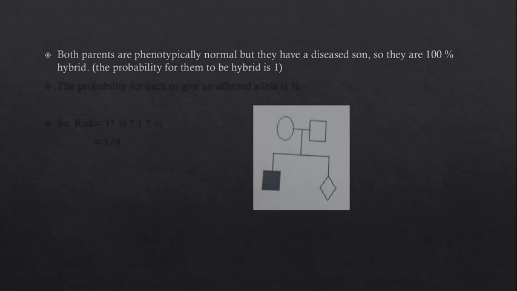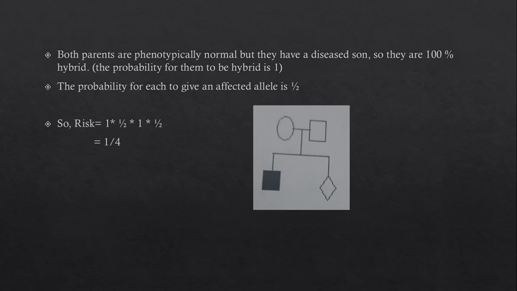So this means that they are 100% hybrids. This is why we're supposed to put the probability for the father to be hybrid as 1, which is 100%. The probability for the mother to be hybrid is also 1. Then the probability for each one of them to give the affected allele is 1 over 2.